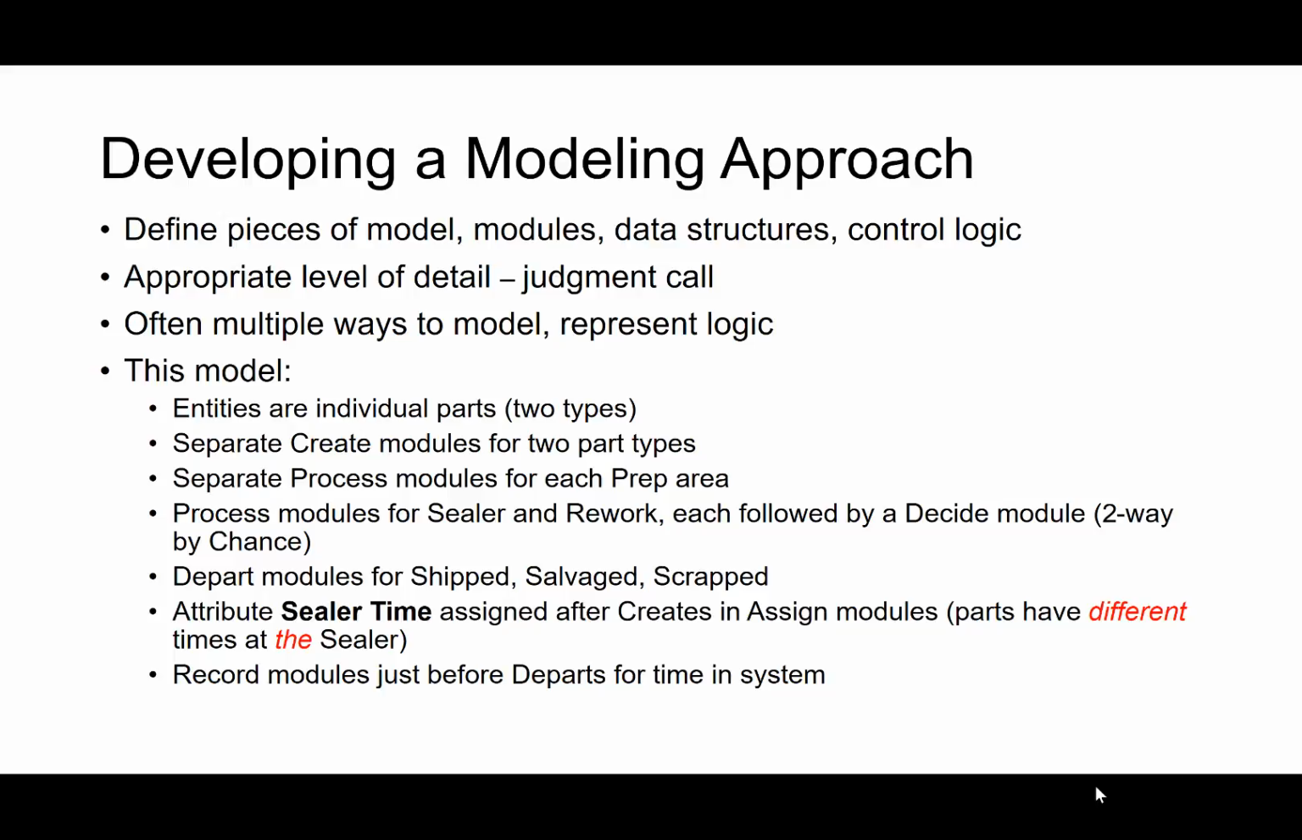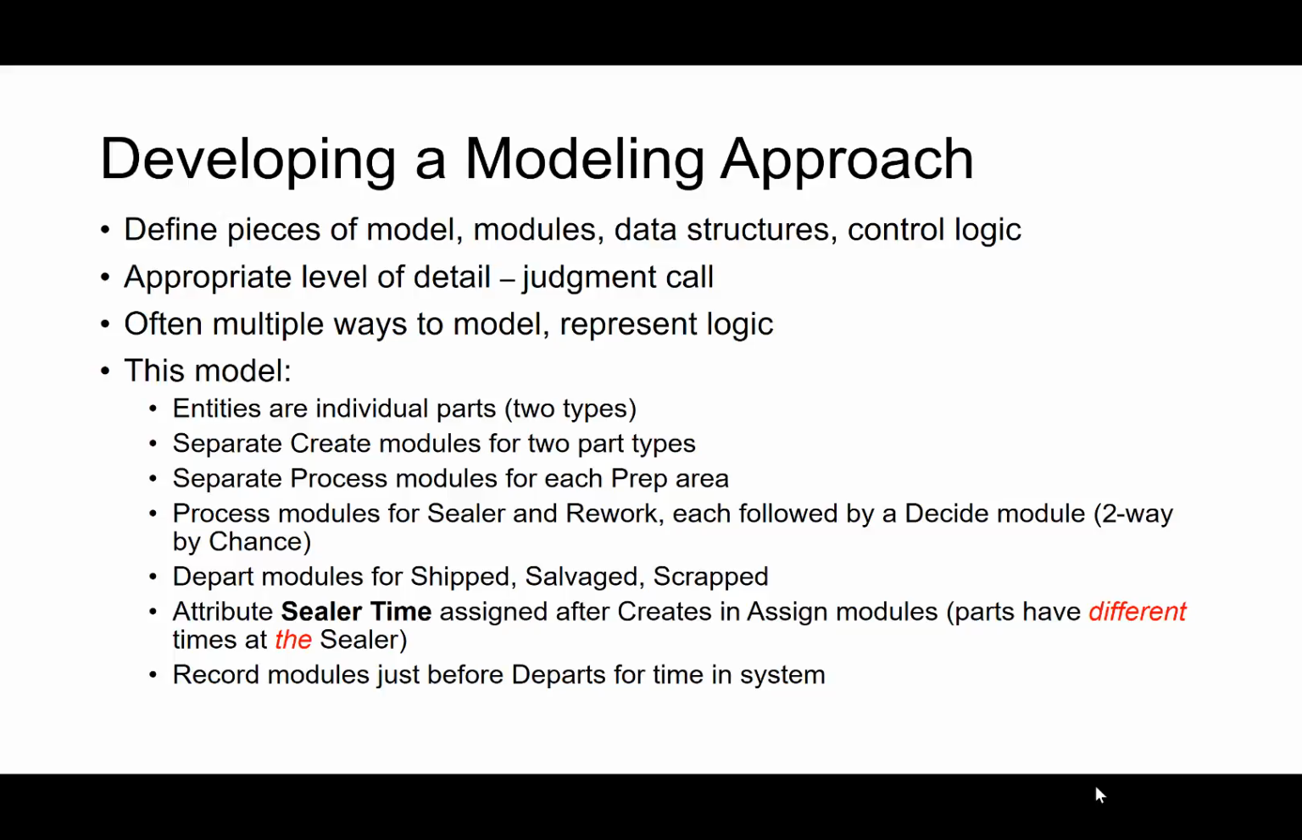So, developing the model approach. Those are our parameter inputs, so now we need to develop it. We need to define the pieces of the model, modules, data structure, and control logic at the appropriate level of detail. Sometimes that appropriate level of detail is a judgment call. In this case, it is a simplistic model, so the detail is essentially given to us.